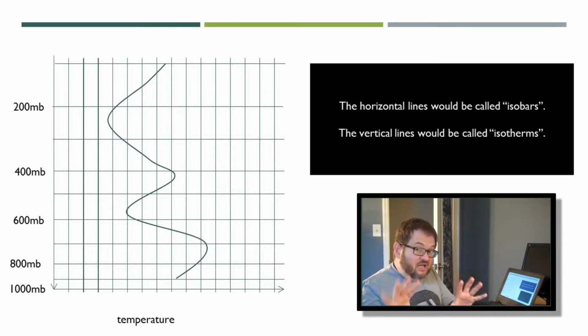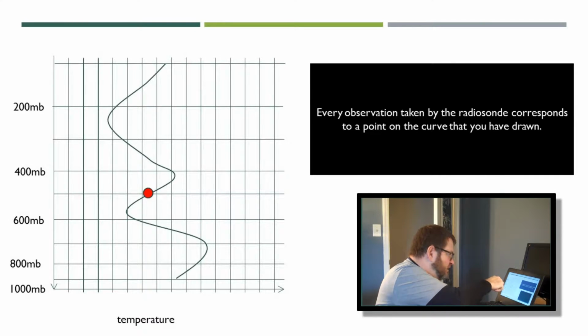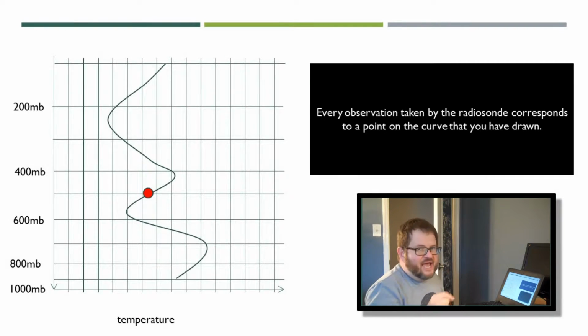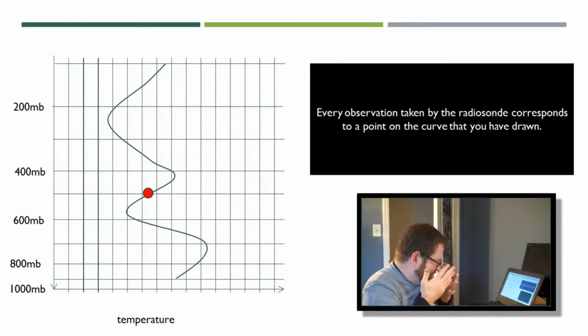All right, working with this terminology, isobars and isotherms, that's the take-home note here. Because then, every single observation that the radiosonde took as it flew corresponds to a point along this curve that we're drawing. I'm just highlighting right now in red one point on that curve. The curve is what you observed. You measured the temperature at all these different pressures, and you graphed it. It has some temperature that you could infer from the x-axis, and some pressure that you could infer from the y-axis. We're on track here. We're starting to get something good.